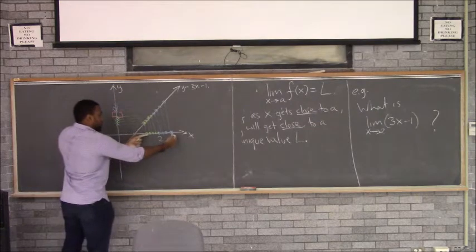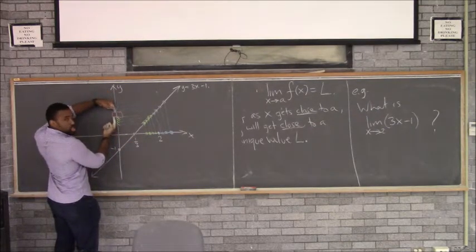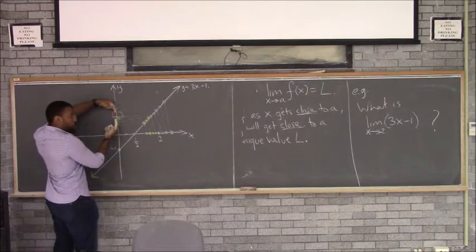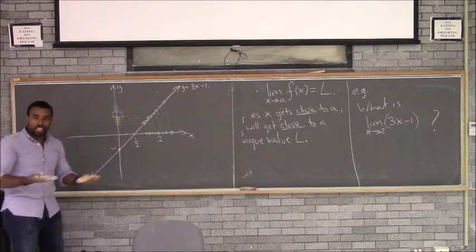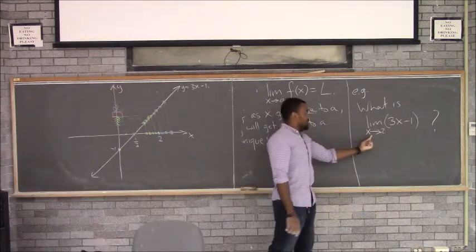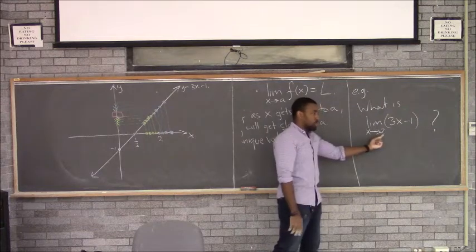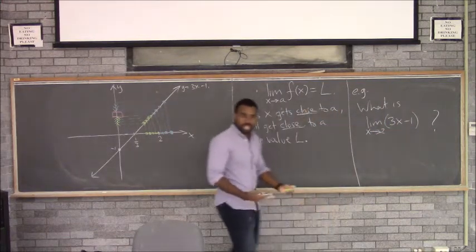As your x is getting close to 2, you're watching your y values, and your y values are all getting close to something. Now the goal is for you to figure out what that something is. That is the answer to the question. So when someone says, what is the limit, they mean, let your x inch closer and closer to 2, and then tell me what the y value inches closer to. That's the idea.